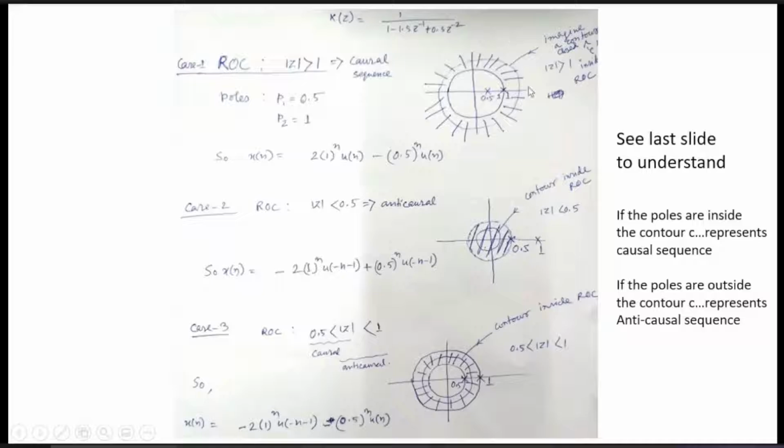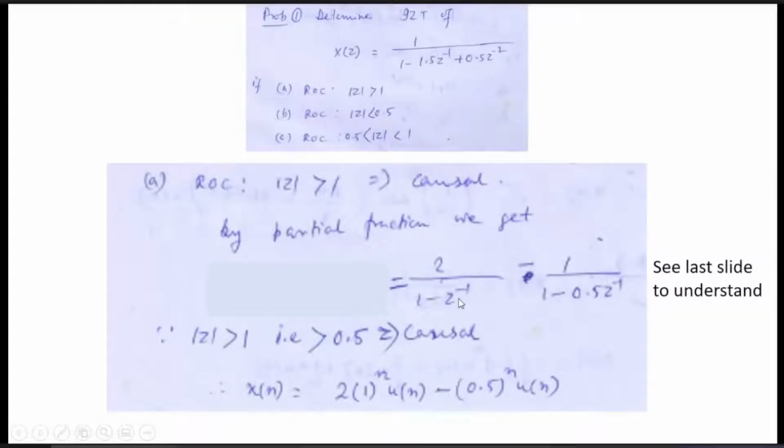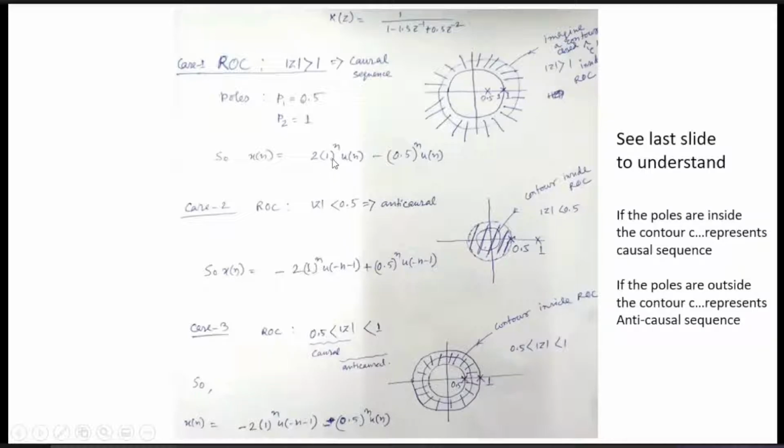So this contour is there, and you see that these two poles, 0.5 and 1, are existing inside the contour. The contour is a circle, and within that circle the poles exist. So both the poles correspond to a causal sequence, according to the partial fraction 2 by 1 minus z inverse minus 1 by 1 minus 0.5 z inverse. So that represents alpha to the power n u[n] in both cases.